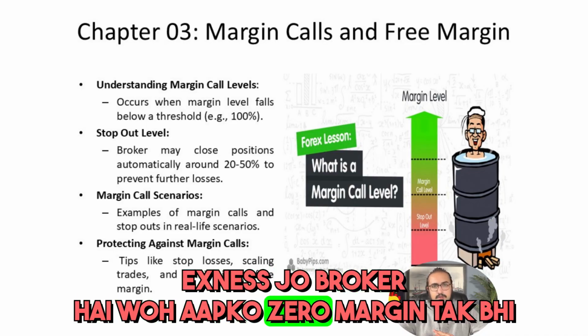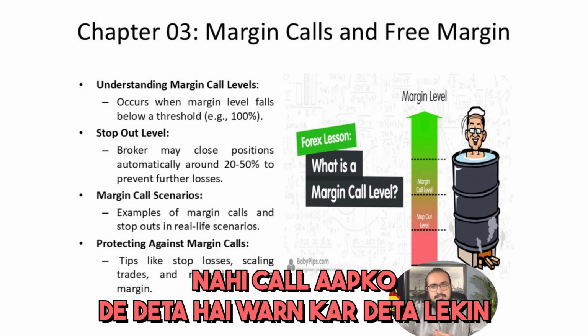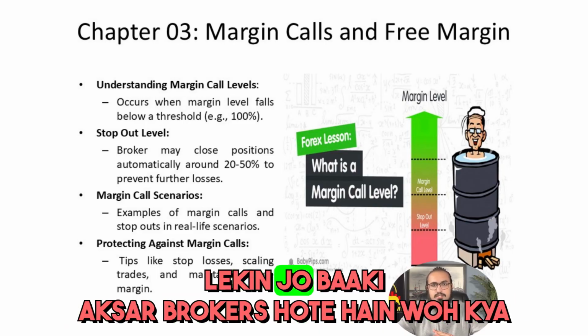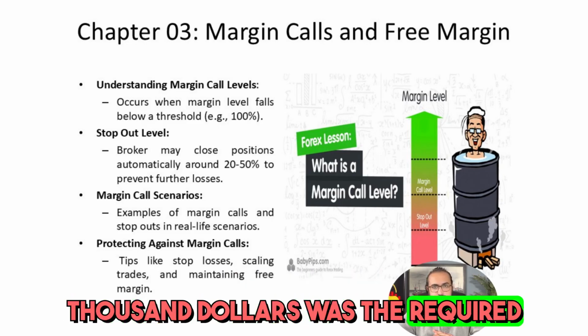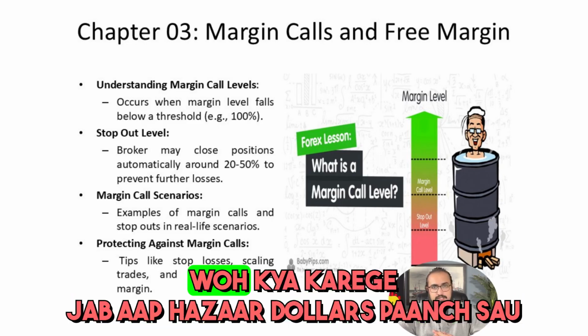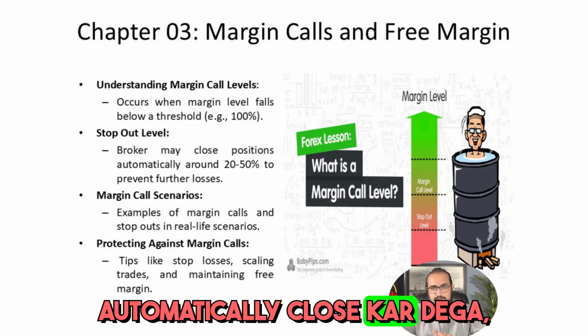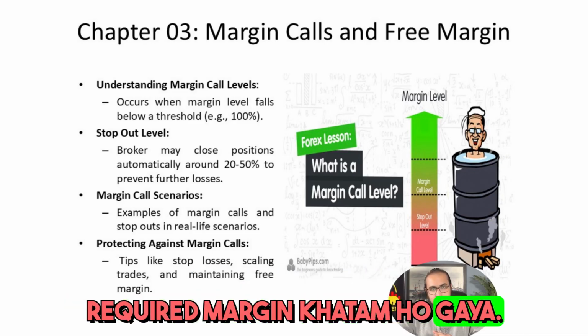Depending on the broker, the access that the broker has, they might wait until zero margin. They might not give you a margin call, or they might warn you, but they don't close your position until your balance touches zero. But the rest of the brokers, what they do is, if for example you need $1,000 required margin to keep the trade, when your $1,000 comes down to 500, it will automatically close the trade. It will say that your margin reason is over.